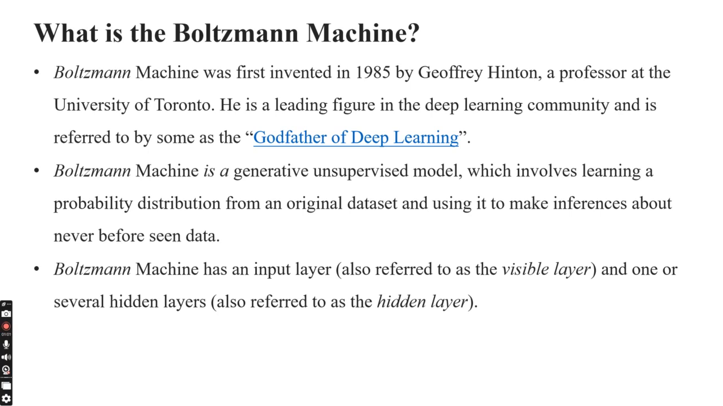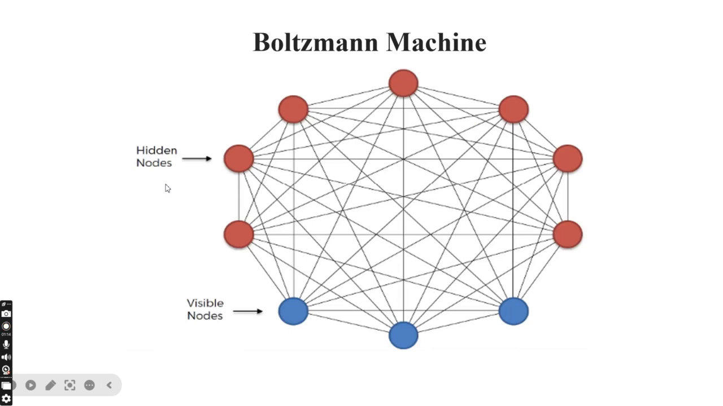Boltzmann machine has an input layer, also referred to as a visible layer, and one or more hidden layers, also referred to as hidden units. This is what the Boltzmann machine model looks like. The red nodes are hidden nodes, the blue nodes are visible nodes. The Boltzmann machine looks like a web. All the hidden nodes are interconnected with all the visible nodes.